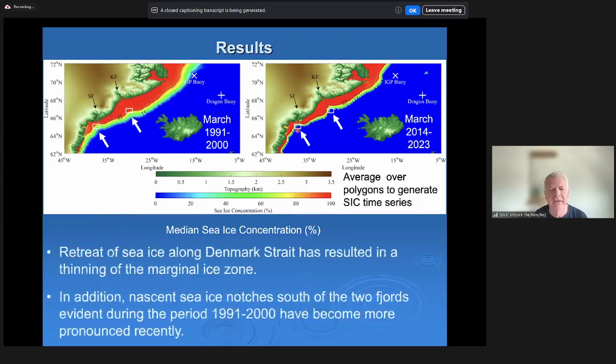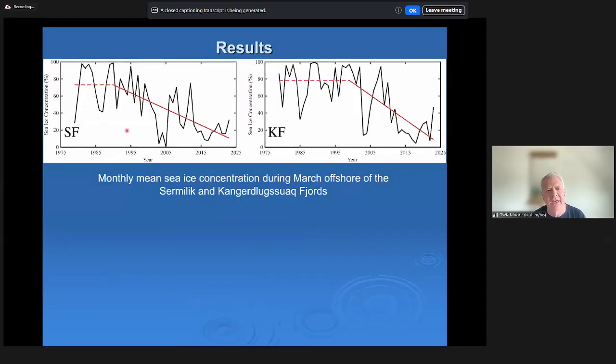And so if you look at what's happened with the retreat of sea ice, there's been a thinning of the marginal ice zone. So the marginal ice zone is getting thinner now. Essentially, the ice cover back towards the coast has really not changed much, but we're making a much thinner marginal ice zone. And so you see these notches are much more developed now than they were back in the day. And if you look at these two boxes here, all I've done is just average the sea ice concentration over these two boxes. And this is what you get.